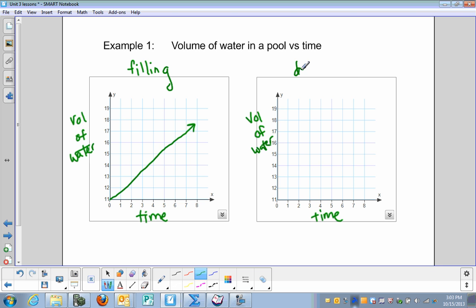Another situation is when we drain the pool. We start with a pool full of water, and as time increases, the amount of water in the pool decreases. But still, the volume of water is dependent upon time, whether we're filling the pool or draining the pool.